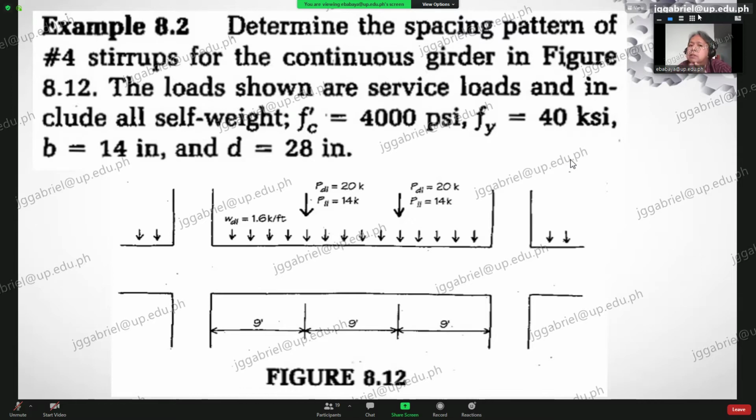No? And the stirrups that are prescribed to be used here are number 4 stirrups. Yung number 4, yun ang number nung rebar na gagamitin for stirrups. Sige, i-try nyong kuhanan yung shear diagram nito.